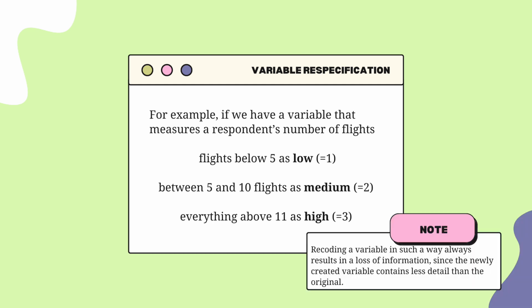Just note that while there are situations that require recoding, for example, we might be asked to give advice based on different income groups where income is continuous, we should generally avoid recoding, because recoding a variable in such a way always results in a loss of information, since the newly created variable contains less detail than the original.